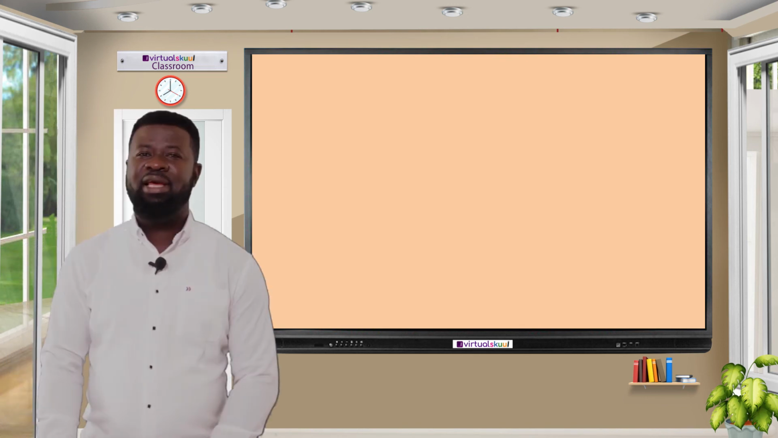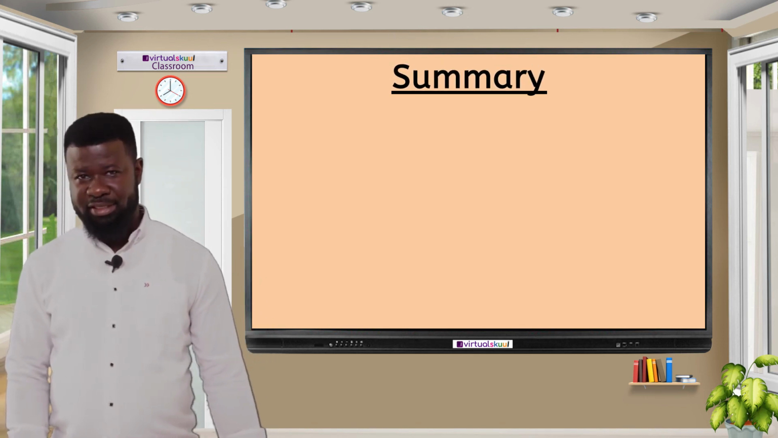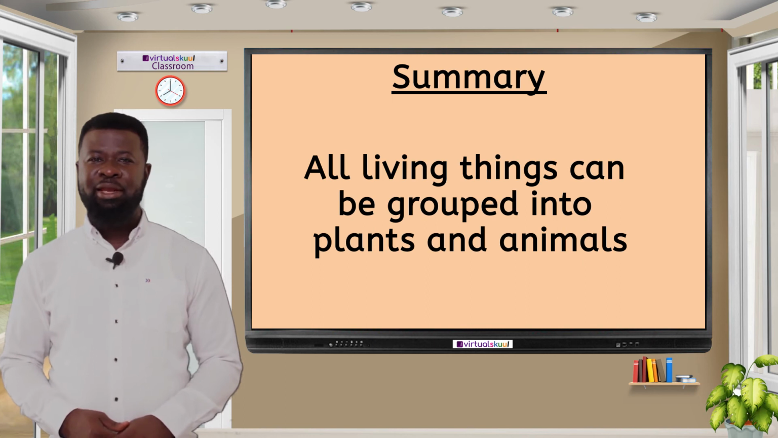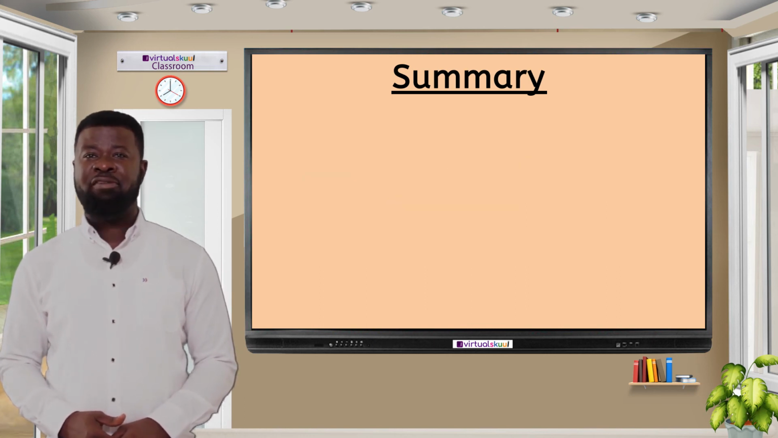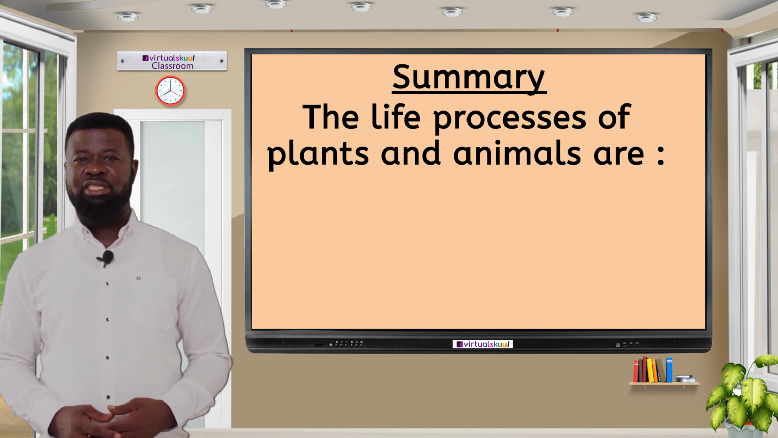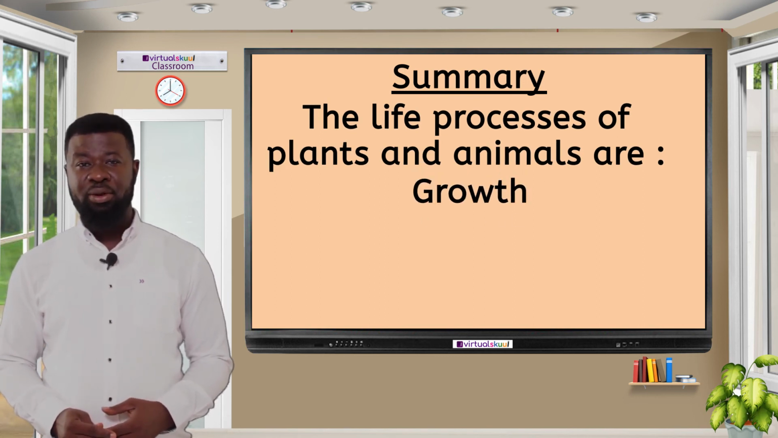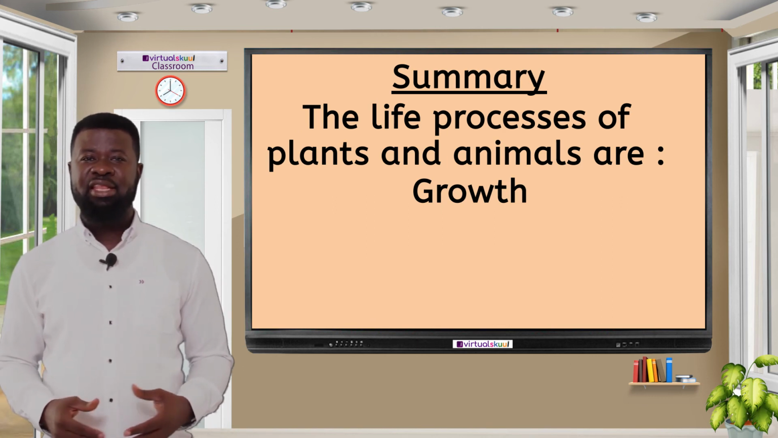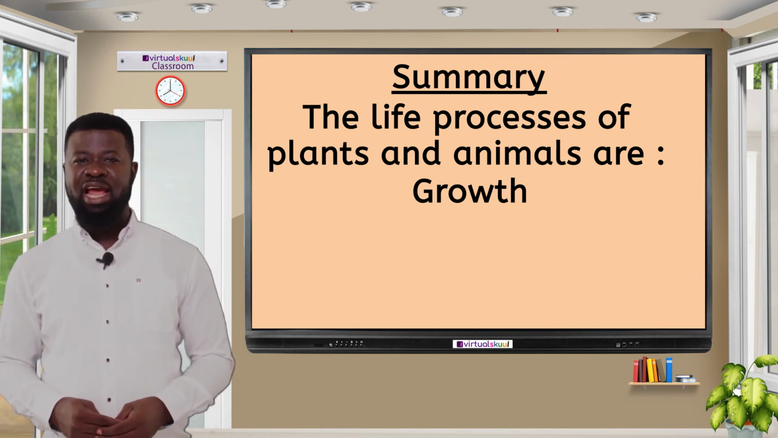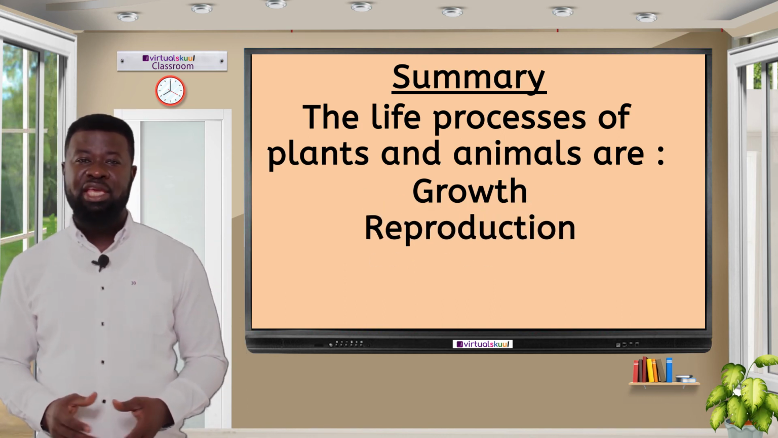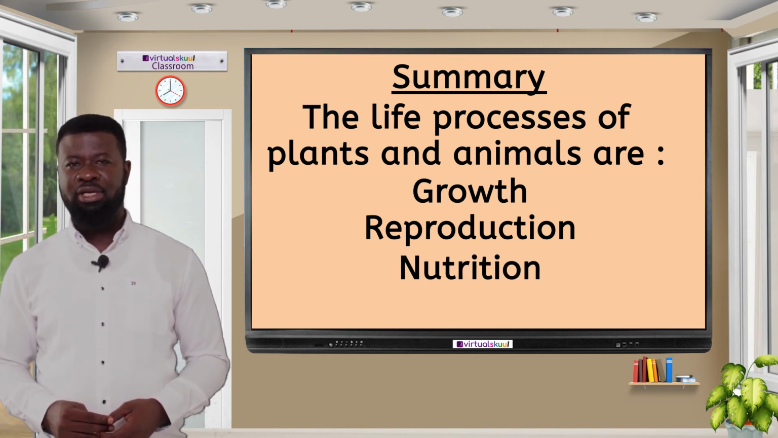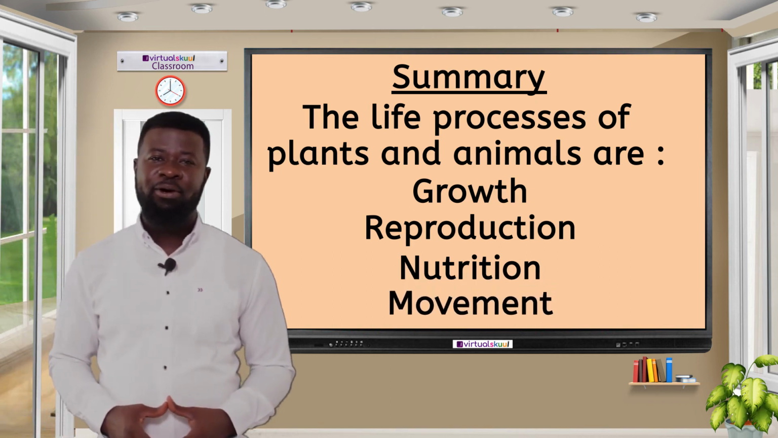To end the lesson, a summary. All living things can be grouped into plants and animals. Plants and animals carry out 4 life processes. The life processes are growth, meaning all plants and animals can show increase in their body size. Reproduction. Plants and animals can make young ones. Nutrition. Plants and animals need food and water to stay alive. Movement. Plants and animals can move.